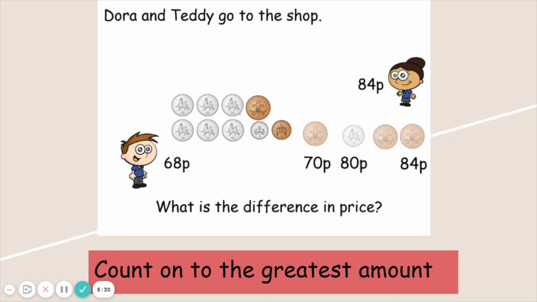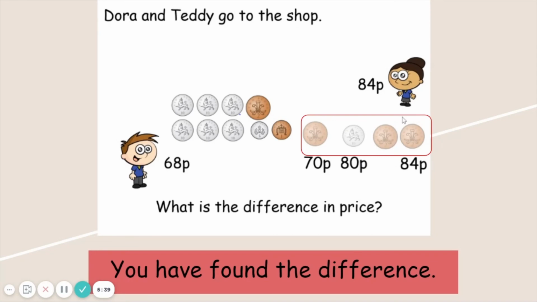So you can get there in any way you want, with any coins you want. It will give you the same answer. It's whichever counting you find easiest. So I've now got to the greatest amount, but I can't stop there. Because this, what I've added on, that is the difference. Let's see what I added on.